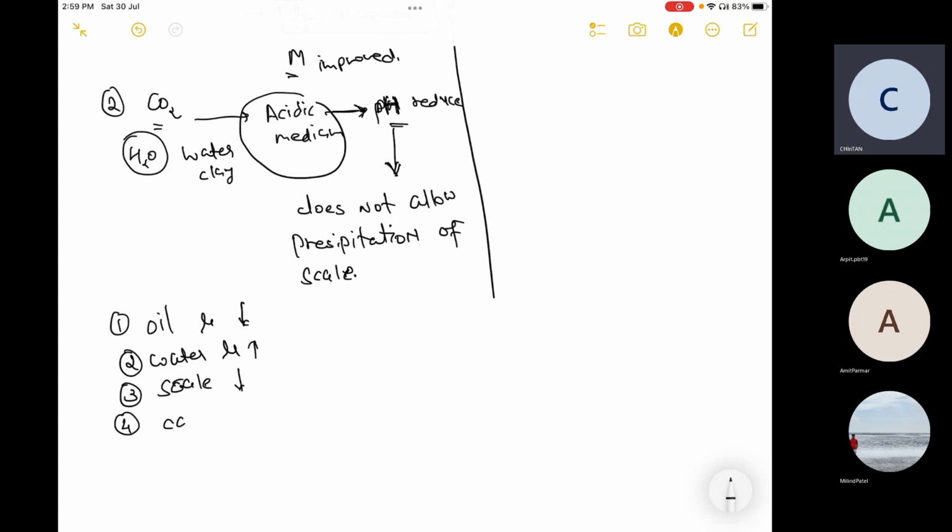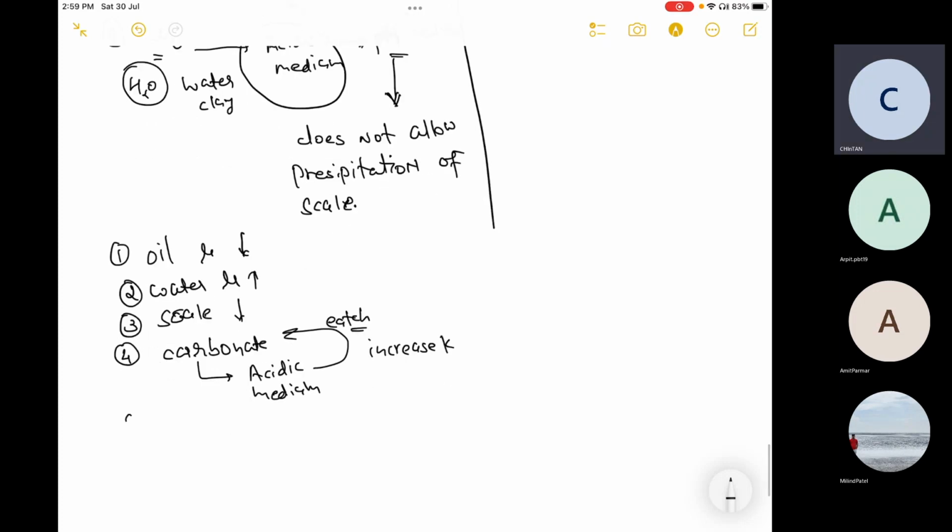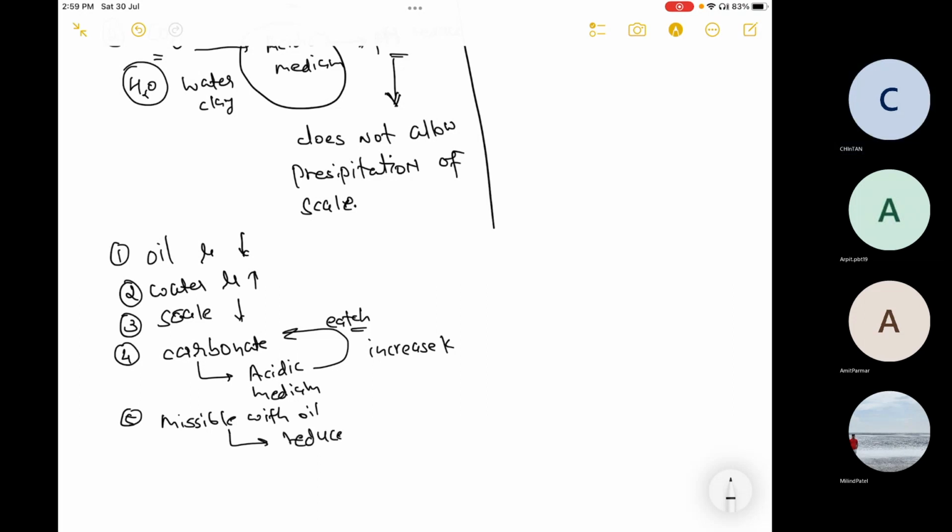let's suppose if rock type is carbonate. Okay, and if let's suppose it forms the acidic medium, then it will etch this carbonate, and if it will etch, then what will happen? It will increase the K. Okay, and fifth one is it is miscible with oil, and it will reduce interfacial tension. Okay, these are the very common points.